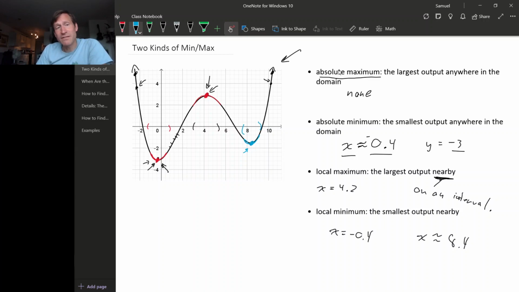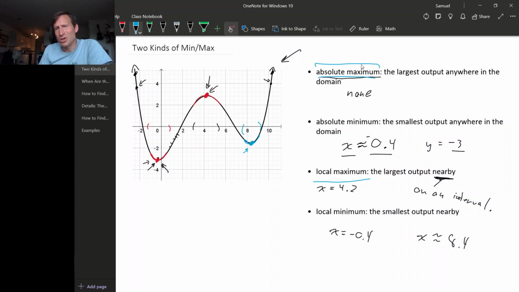So in any given application, whether you want the absolute minimum and maximum or the local minimum and maximum really depends on what you're doing. So you kind of just have to pay attention to the context. But what we'll do for now is try to decide in general how we can find absolute minimums and maximums.